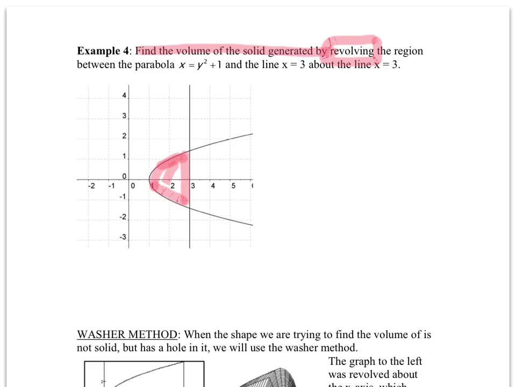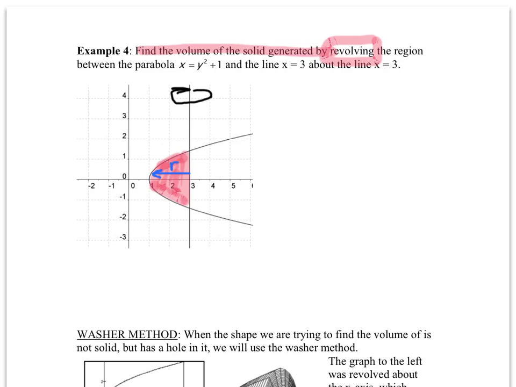So first things first, we're going to go ahead and try to shade that region. Next thing I'm going to do is show the axis of revolution here. We're going about this line here, and just by doing that little circle I can tell that I'm going to have a radius that's horizontal. So if I draw in the radius here, okay, we're going to have a horizontal radius, and that's an x distance.